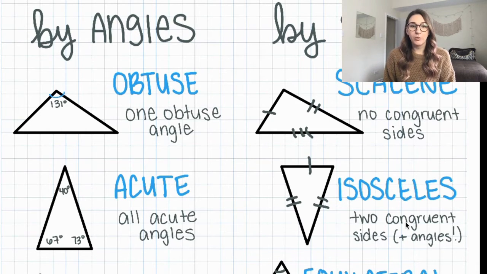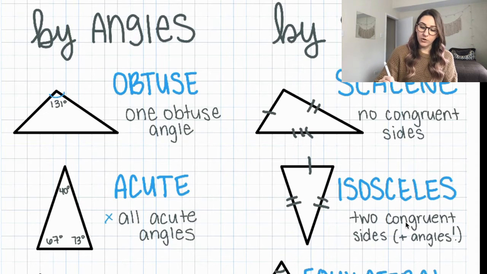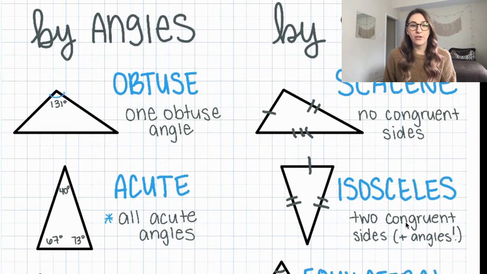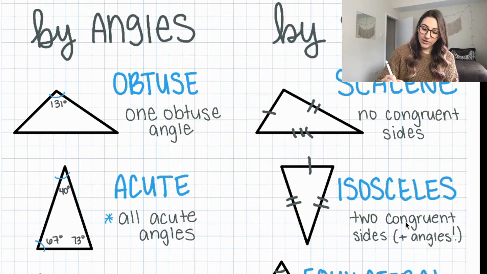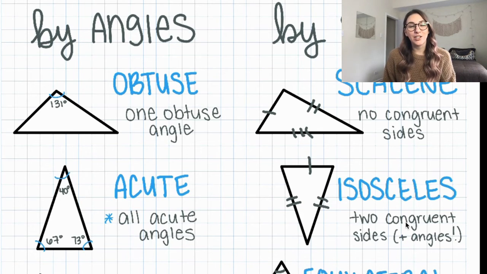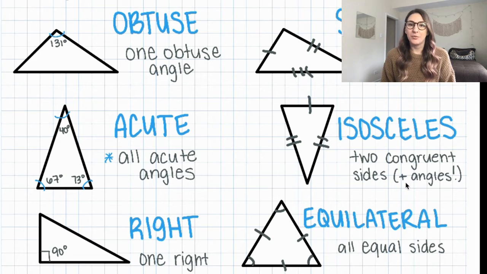The next option would be an acute triangle, which is a triangle with all or exactly three acute angles. Acute angles being angles that are less than 90 degrees, but more than 0 degrees. So in this case, all three of these angles right here are less than 90 degrees, which makes this an acute triangle. The next type is a right triangle.